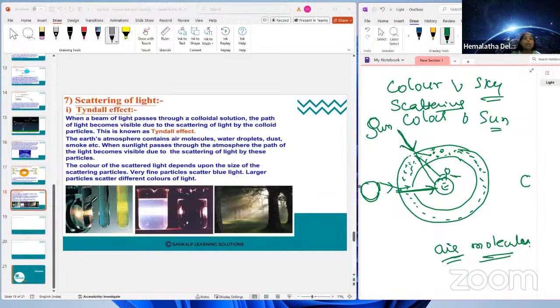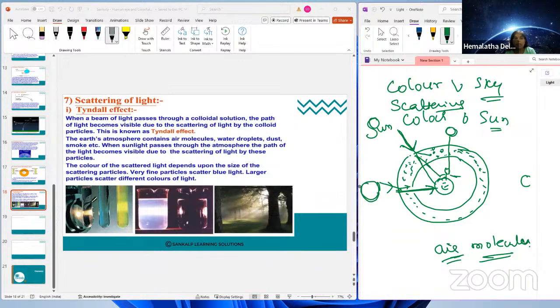Now whenever the sun is at the top, it has less distance. The distance between the atmosphere and the sun is less, so it won't scatter. That's why the white light enters like this only. No dispersion takes place, nothing will happen. So at 12 noon in the afternoon, if you see the sun exactly at the top of our head, what is the color of the sun? You can say yellow also, but it is actually white.